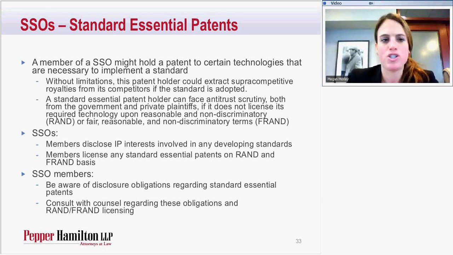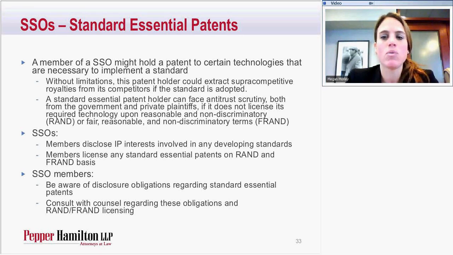Part of standard setting organizations I'm going to touch on is something that's actually fairly relevant today. There's been some previews happening since 2017 in this space. And standard setting organizations, another thing that they implicate in terms of the antitrust world is what are called standard essential patents. Sometimes they're known as patent holdups. You might have heard that term used as well.